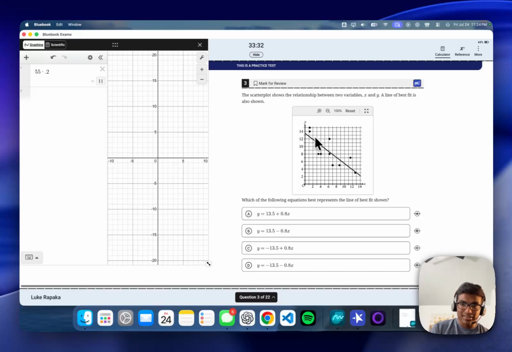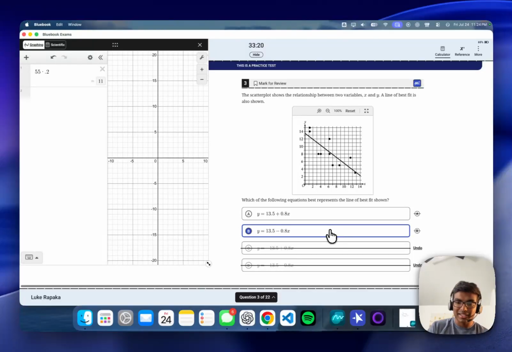Okay, just try to find the equation of this line. So I see it has a y-intercept of positive, so just get rid of those two real quick. Line clearly goes down over time, slope has to be negative. That's the answer.